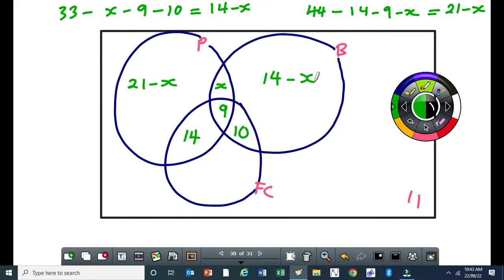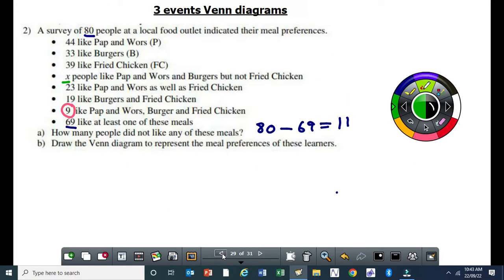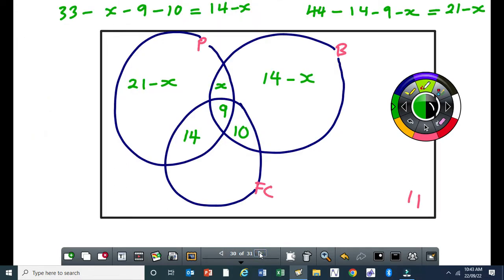Then those who eat fried chicken only. The total is 39. So this will be 39 minus 14 minus 9 minus 10. Now 14 plus 10, that's 24. 24 plus 9, that's 33. 33 from 39 you get 6.